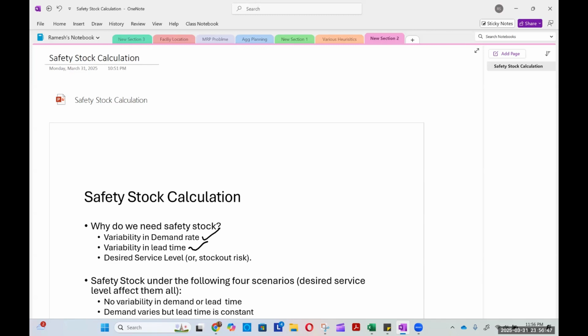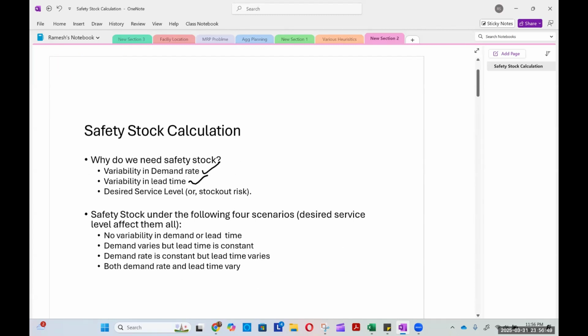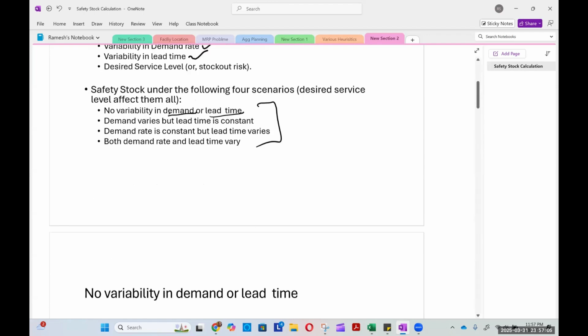So what we are going to do is look at 4 different scenarios. One scenario is when there is no variability in demand and lead time. Other ones are when one is varying and the other is not varying, and when both are varying. So these are the 4 scenarios that we will talk about very quickly.